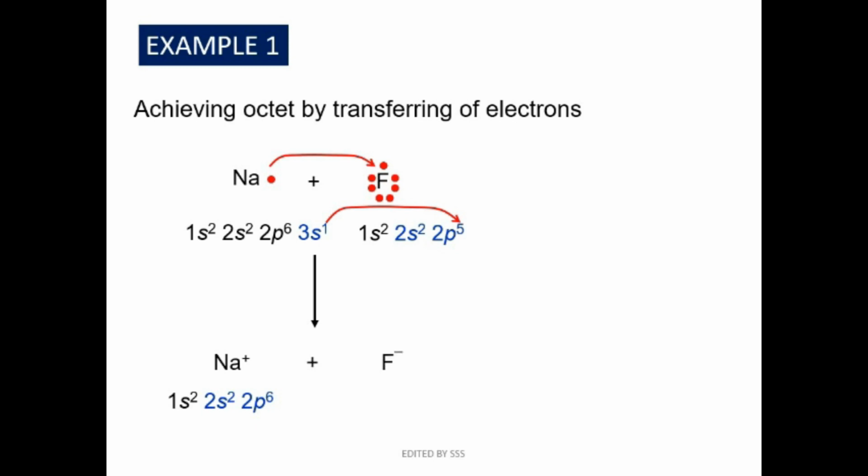The fluorine atom turns into a negatively charged ion, F-. Its electronic configuration is 1s2, 2s2, 2p6. After gaining 1 electron, the fluoride ion has an octet. Both the sodium ion and the fluoride ion have completed octets.